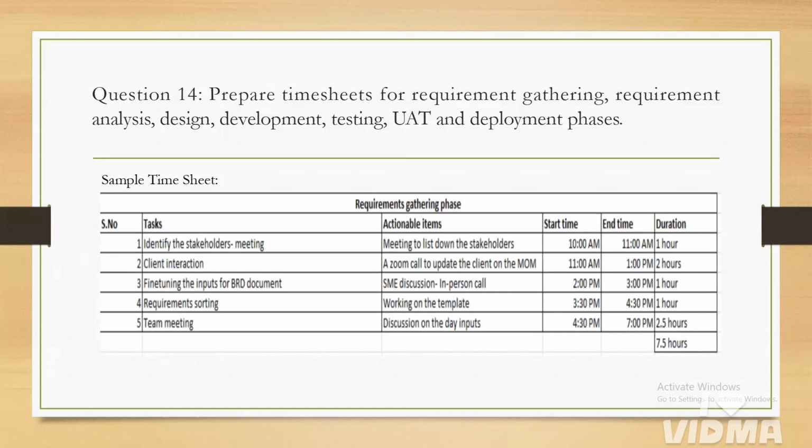In this way you need to write down the timesheet for requirement analysis, design, development, testing, UAT, and deployment. You need to write down the tasks they need to do and how much time they are taking. These timesheets are for all the resources. And these 14 questions you need to work on for this Capstone Prep 1 Part 1.